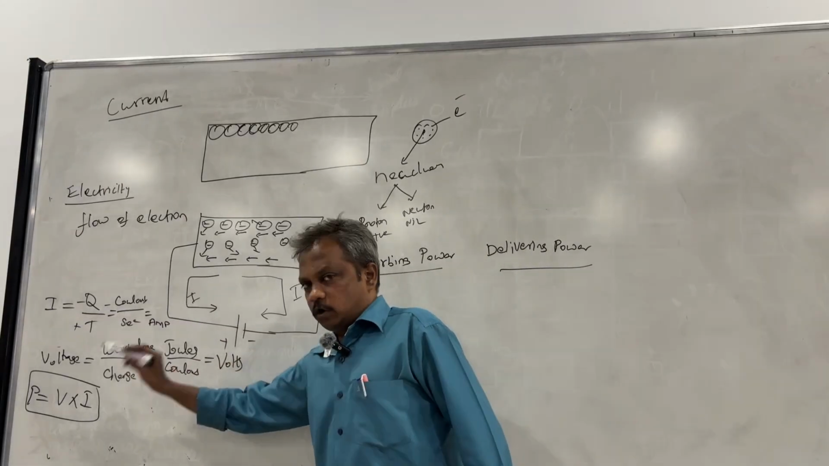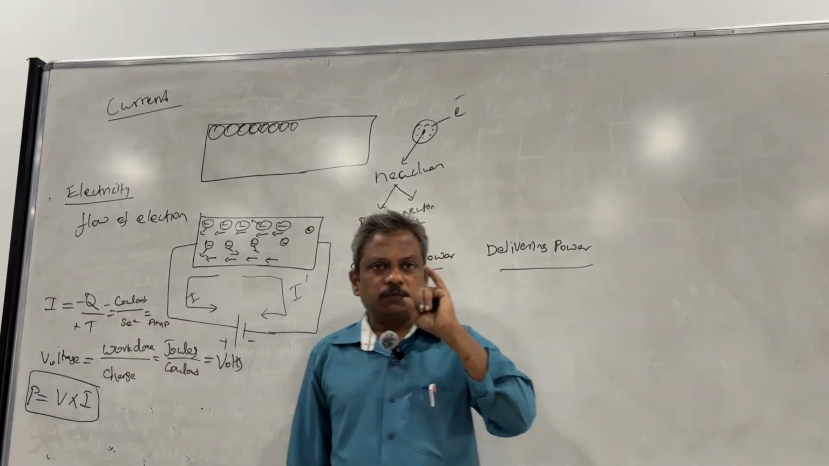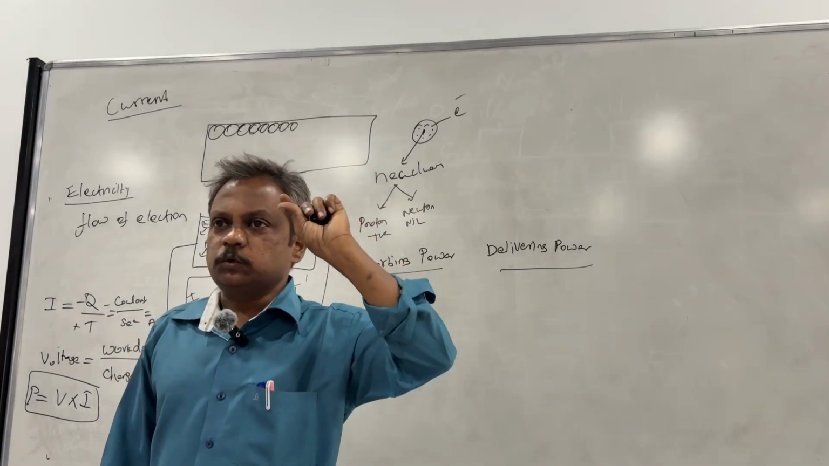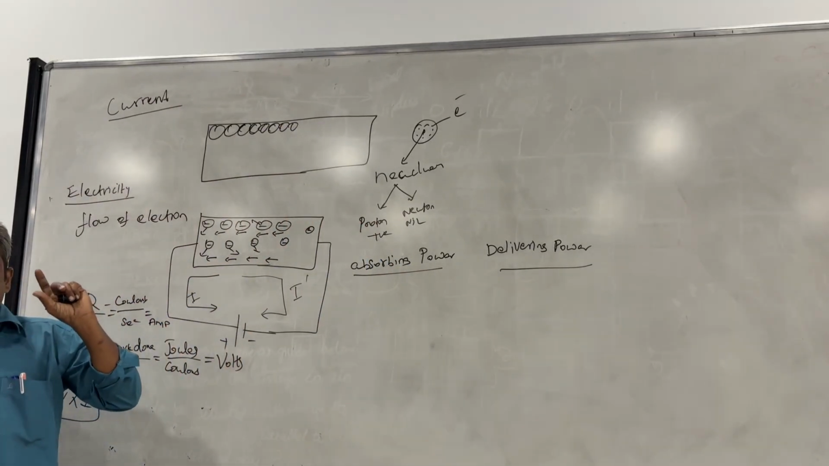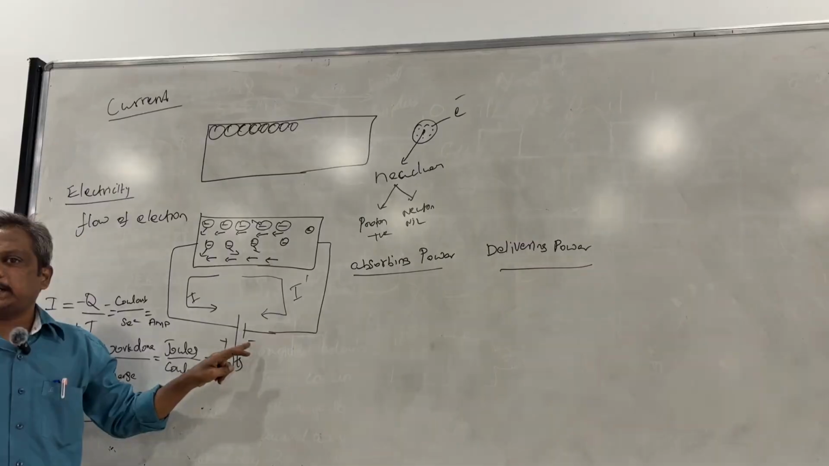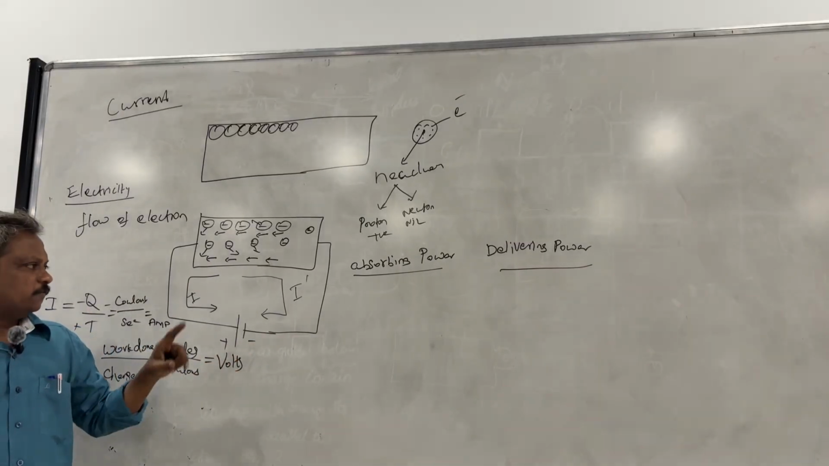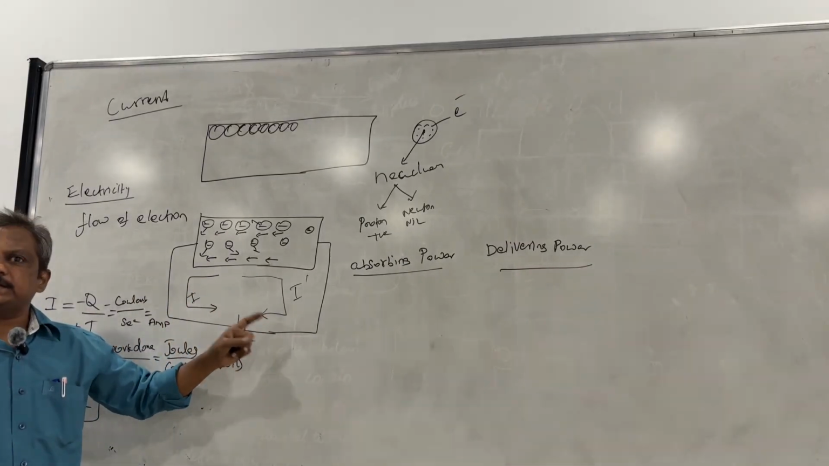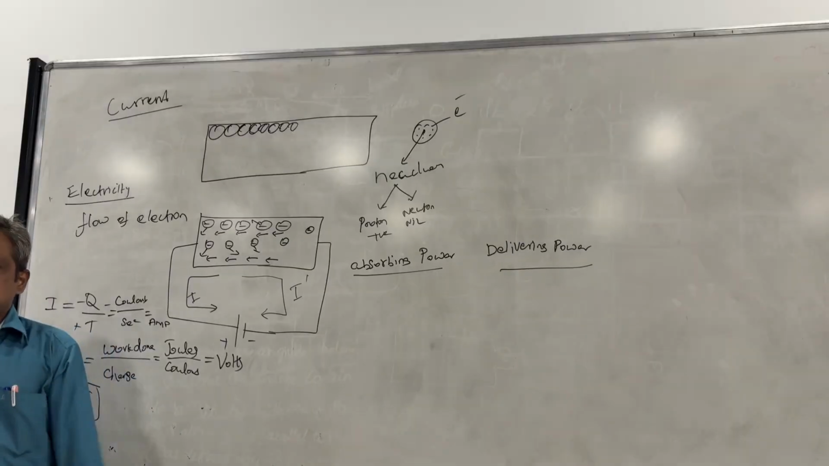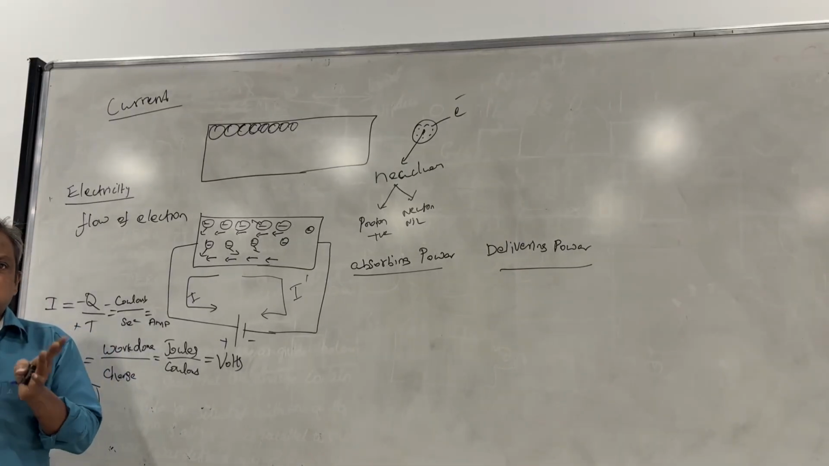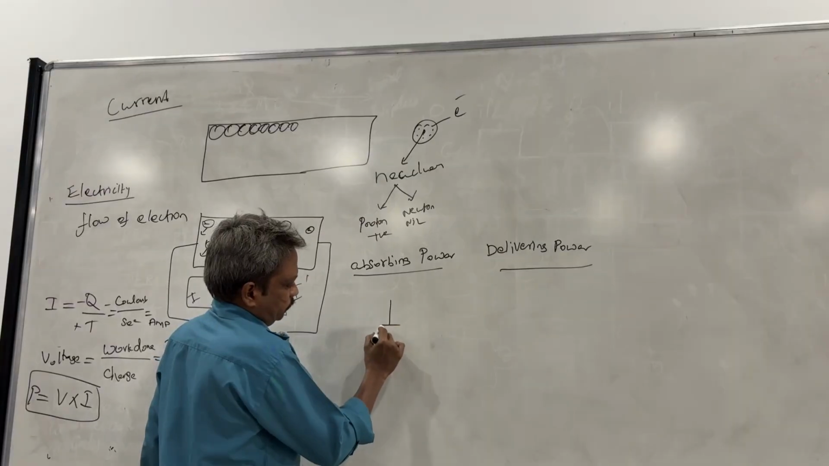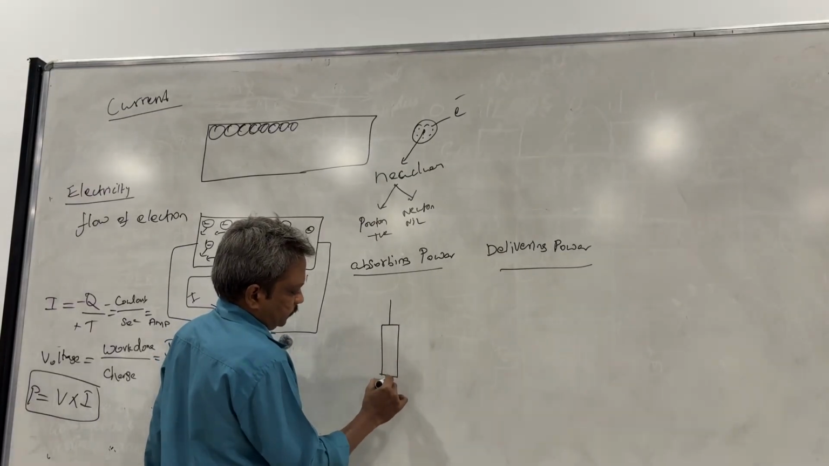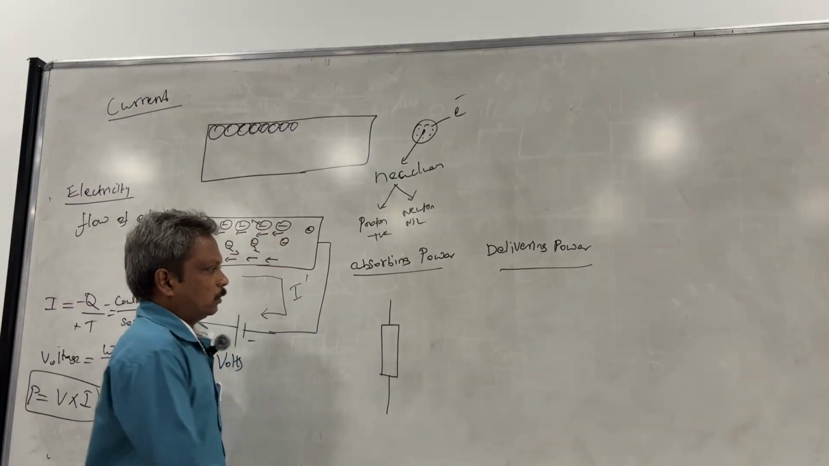Power is the product of voltage and current. If you are mentioning voltage, you should mention polarity. Wherever you mention voltage, it should have polarity, otherwise it is meaningless. If you mention current, you have to mention the direction, otherwise it is meaningless. So power is the product of voltage and current. Now you are going to classify delivering power and absorbing power.